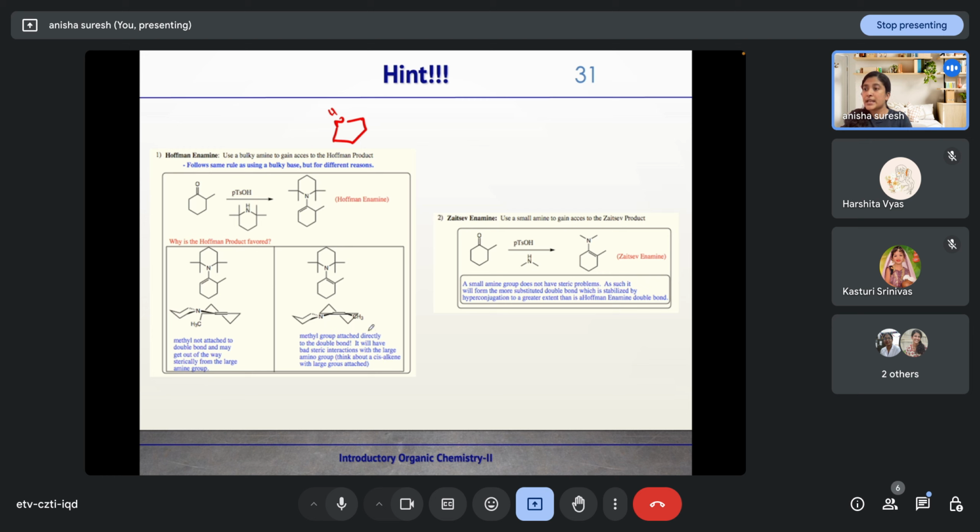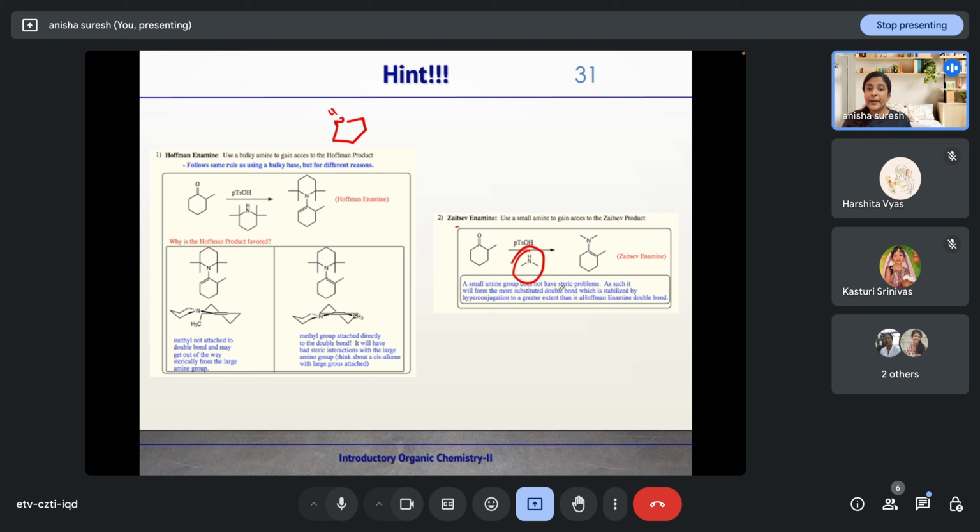If we are considering a cis alkene that has bulkier groups, that sort of steric hindrance will be there in the case of this other product. So this Hofmann product will be formed as the major product. The Zaitsev enamine will be formed when we are using small amines. If we use a small amine, it will lead to formation of the Zaitsev product, that is, the more substituted enamine will be formed in this case since steric hindrance will be less here.